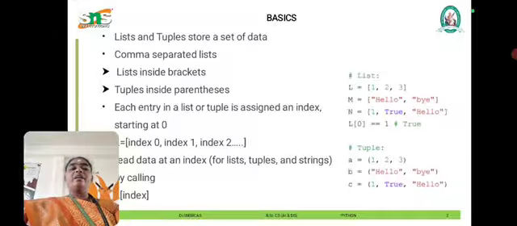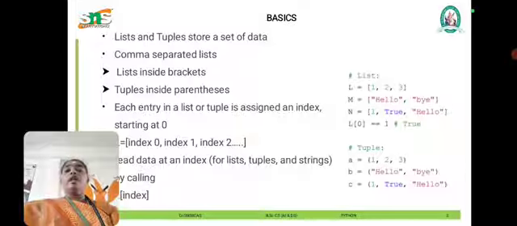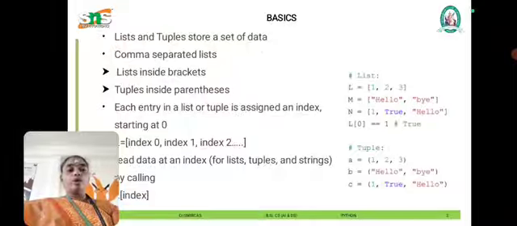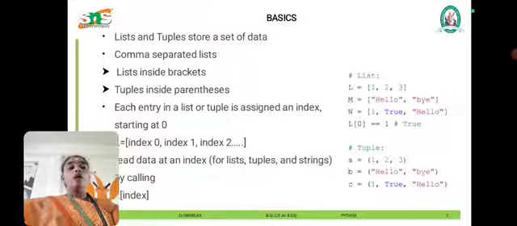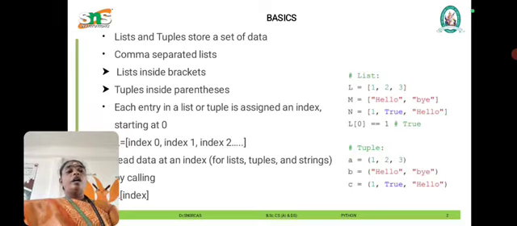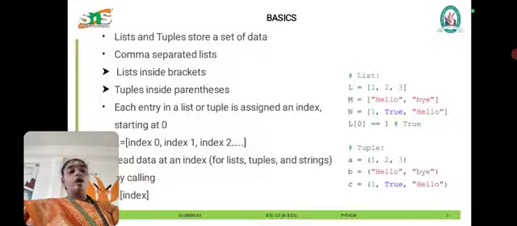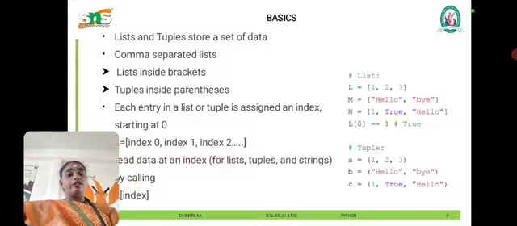Each entry is represented by an index. Tuples and lists are both represented by an index, beginning from 0 to n minus 1. For example, list L equals 1, 2, 3, M equals hello, bye. That is within a square bracket to represent a list. They can also have more than one type, that is N equals 1, 2, hello. And L of 0 equals 1 means it is true. If you specify the index, the content is displayed on your screen.